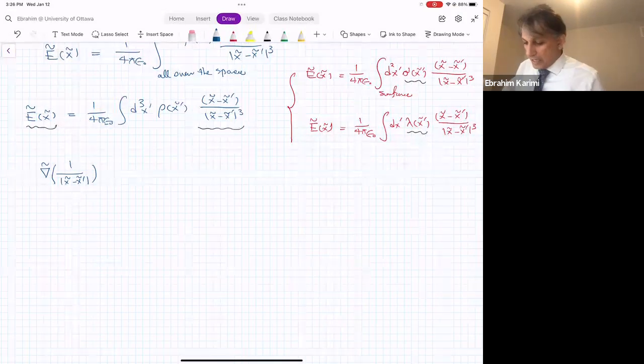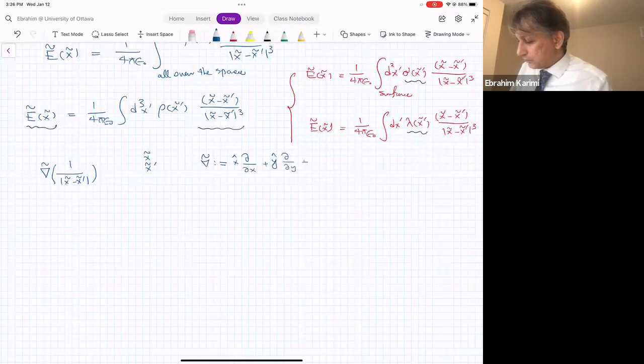Look, we do have 2 notations. One is x, the other one is x prime. The gradient doesn't have a prime, so it means that the gradient here is the derivative with respect to x, derivative with respect to y, derivative with respect to z. So it's taking the derivative with no prime sign. That was in the Cartesian coordinates.